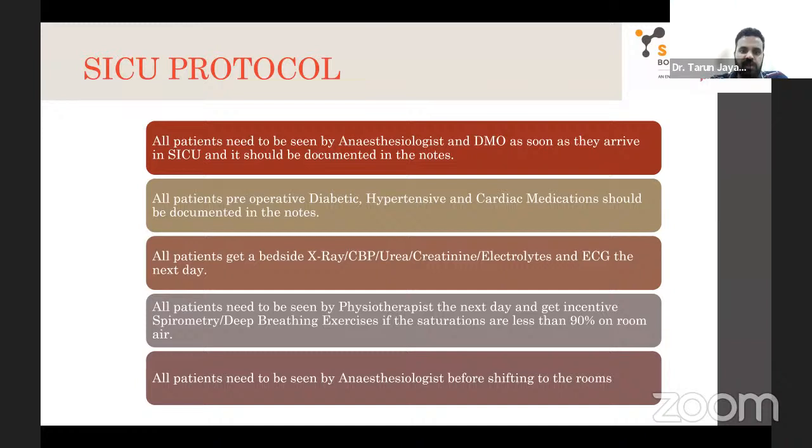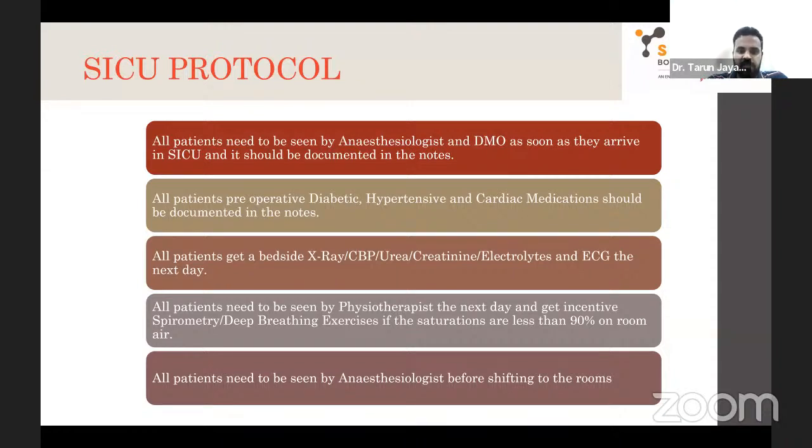Once the patient is shifted to the SICU, all patients are seen by the anesthesiologist and the DMO. All their preoperative comorbidities are taken into account, and whatever medications or advice were given by the respective consultants is also taken and documented. All these patients receive their post-operative X-ray at the bedside itself. We send a CBP, a renal function test, electrolytes and ECG for all the patients the next day.